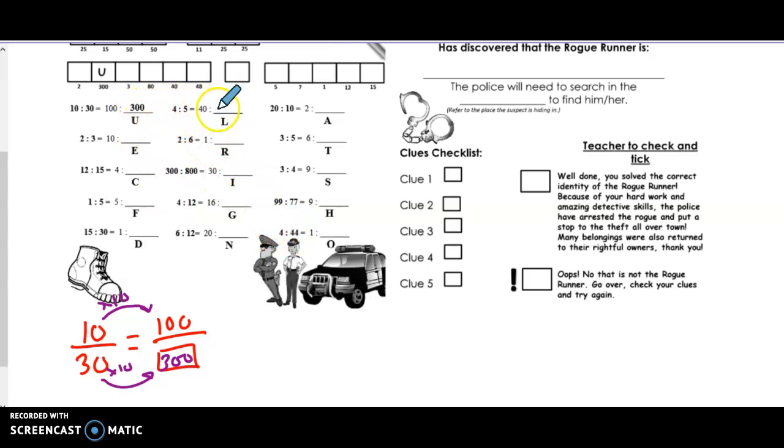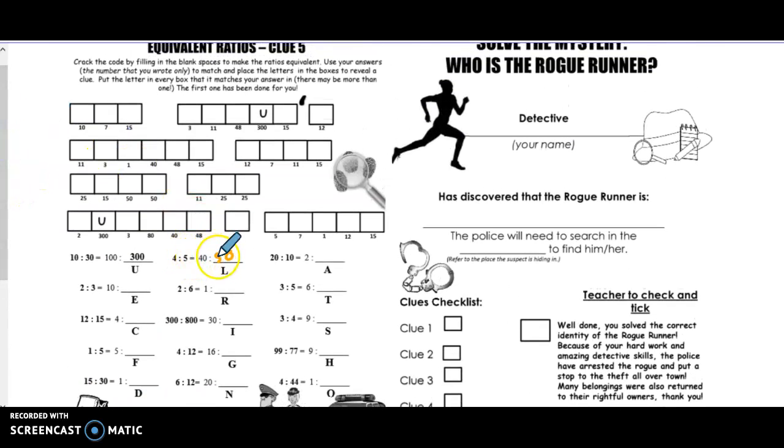Let's do this one. 4 to 5 equals 40 over a blank. All right, ready? What are you doing? You got to get from the 5 to the blank. What are you doing from 4 to get to 40? Multiply by 10. So what's 5 times 10? 50. So 4 to 5 is equivalent to 40 to 50. So I'm going to come up here, find the 40, find the 50, and put an L. Let's find the 50. Yep, L, L. And that's it. And they've already hit the 300.